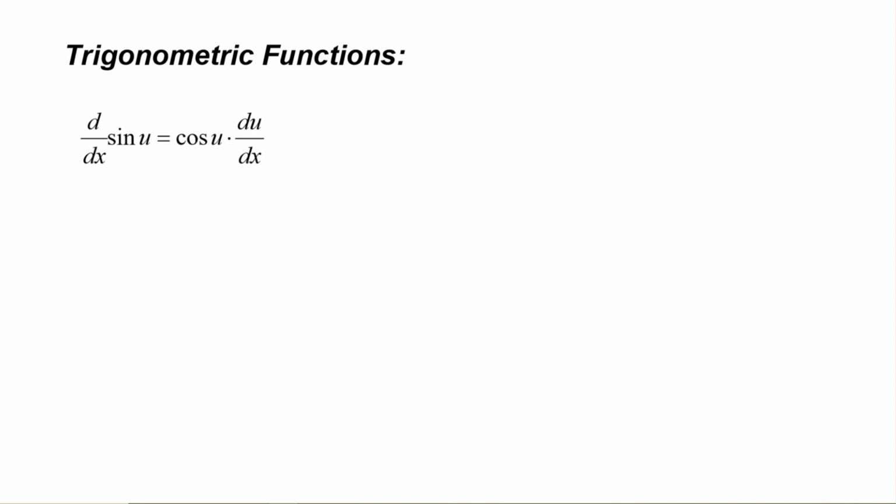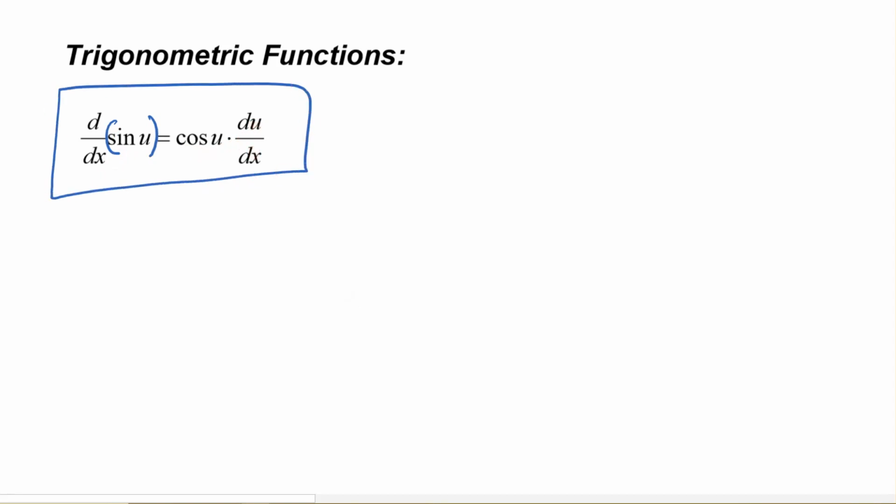Hello everyone. In this video, I'm going to discuss the derivatives of trigonometric functions. So first we'll start with the derivative of sine u, where u is a function of x. The derivative of sine u with respect to x is given by cosine u times du over dx. So this is our general formula.